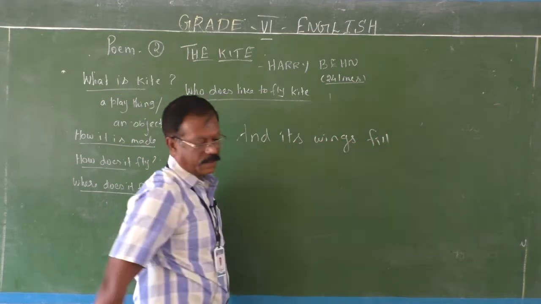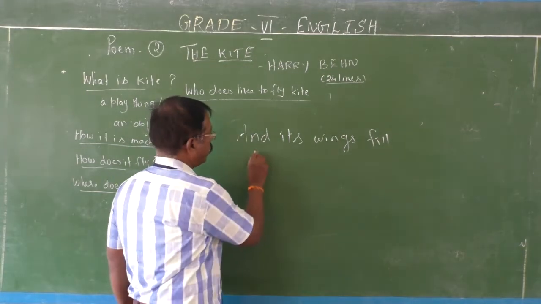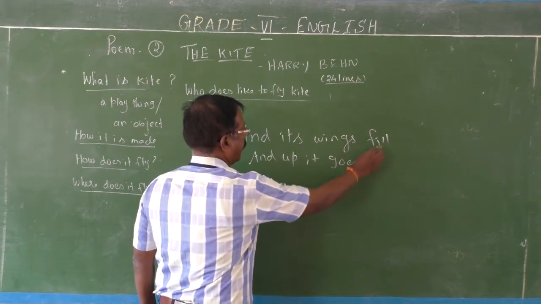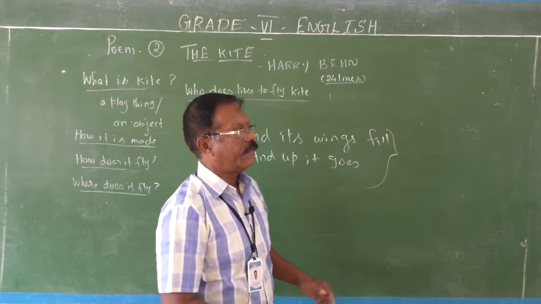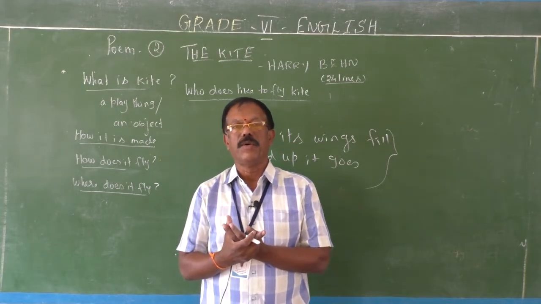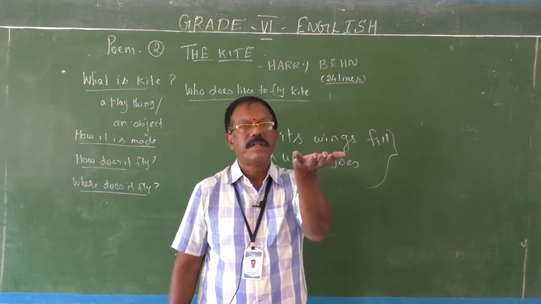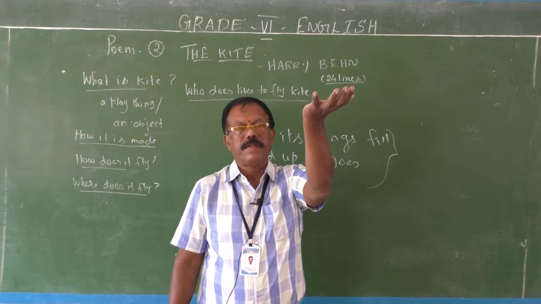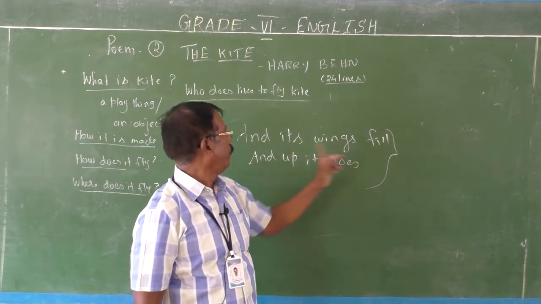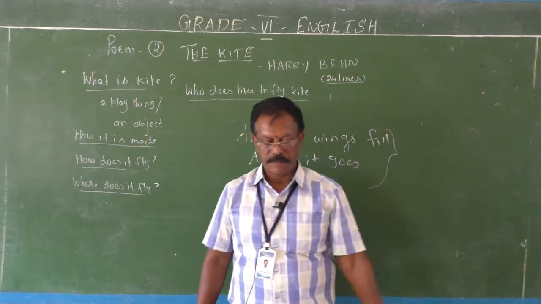Its wings fill, and up it goes. So in these two lines, the poet says, again when a new breeze starts to blow, or when a strong wind starts to blow, see the kite slowly rises up and up. It reaches a new height. Okay, so its wings fill and up it goes. It starts to go up and up.